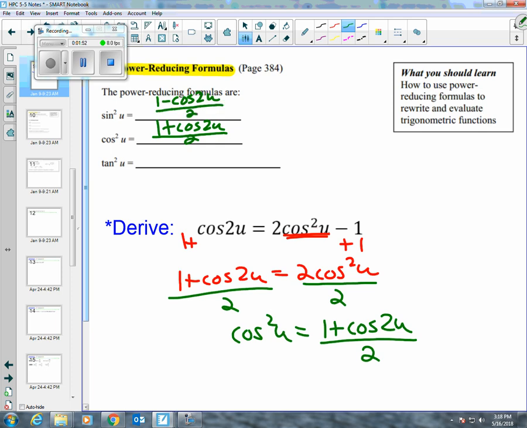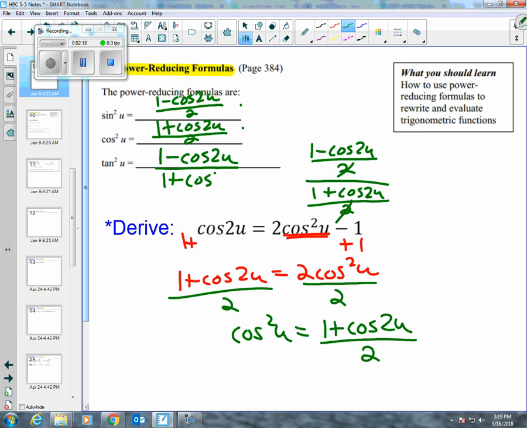Now in order to get tangent squared, tangent, remember, is sine over cosine. So tangent squared would be sine squared over cosine squared, which means taking these two fractions and dividing them. So just some scratch work off to the side here. You don't have to actually do that work, but this is what you'd be dividing, right? We'd be dividing these two, multiplied by the reciprocal. The 2's are going to divide out, and you're going to be left with 1 minus cosine of 2u over 1 plus cosine of 2u.